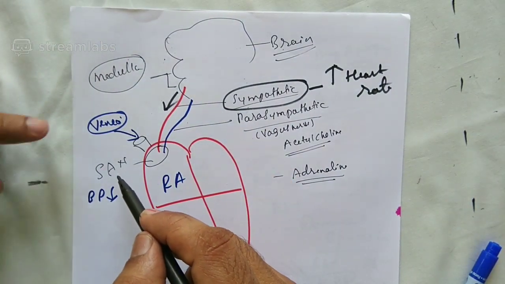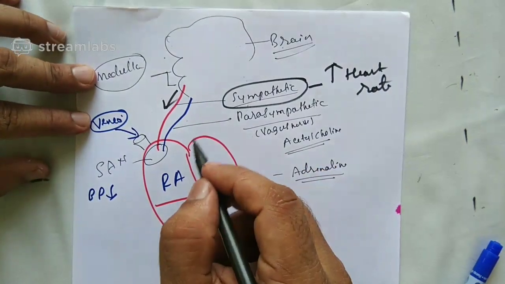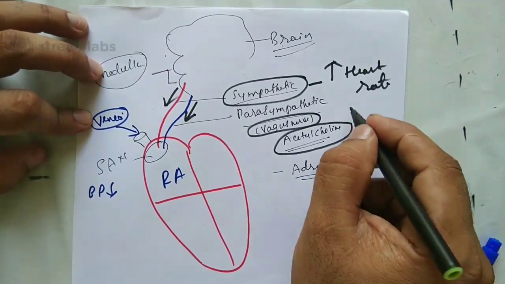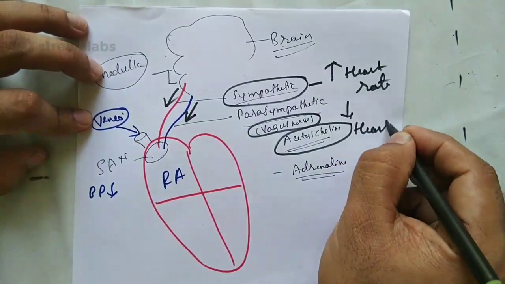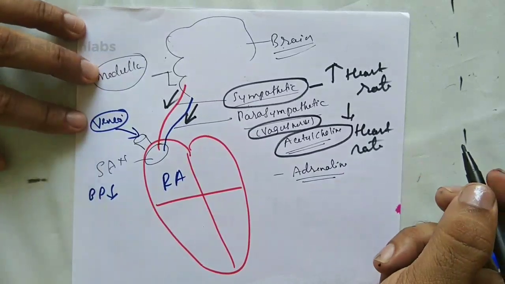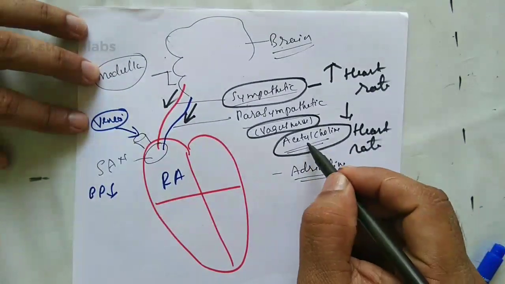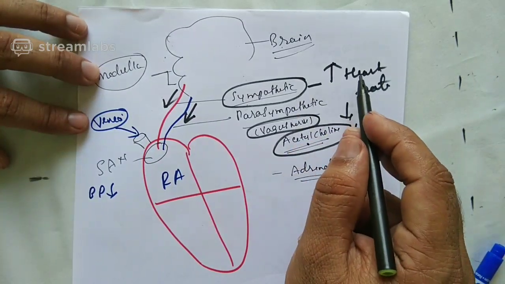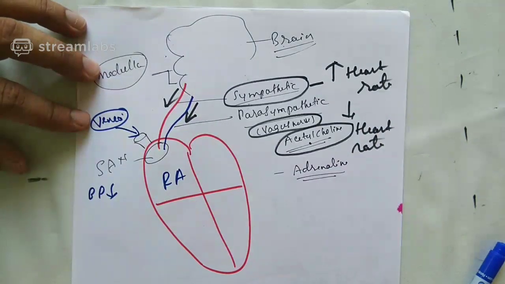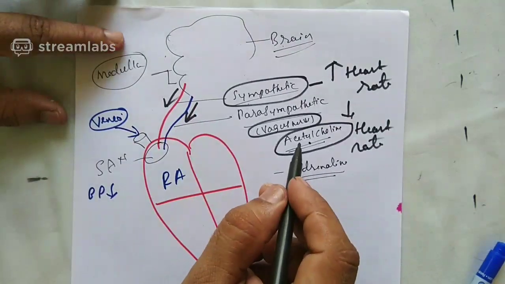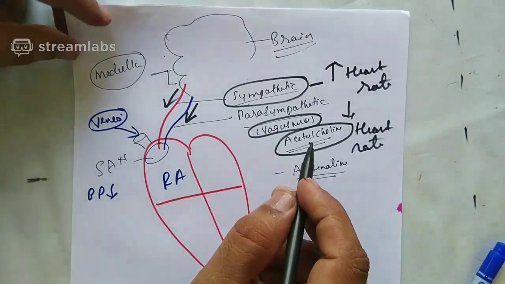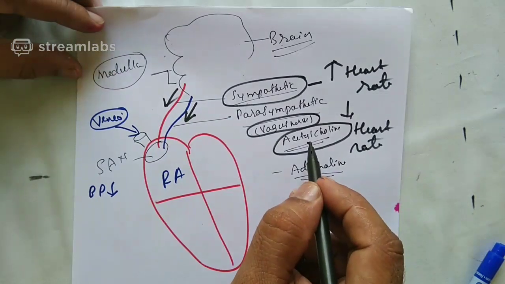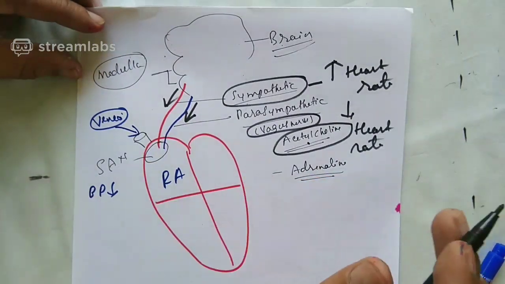Sinoatrial node. Whenever BP becomes more, then you have to decrease the blood pressure by a neurotransmitter called acetylcholine, and this will decrease the heart rate. Hope the matter is clear. So the vagus nerve releasing acetylcholine by the parasympathetic system will decrease the heart rate. The sympathetic system will increase the heart rate. Please remember that. And one more thing you should remember is that acetylcholine is generally an excitatory neurotransmitter, but it is inhibitory only in the case of the heart.